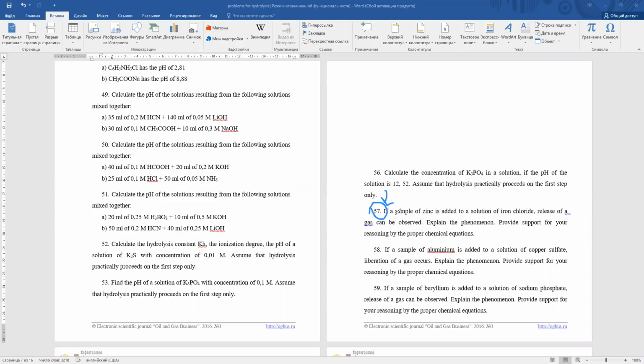If a sample of zinc is added to a solution of iron chloride, a gas can be observed. Explain the phenomenon, provide support for your reasoning by the proper chemical equations. So, did you get this problem? Your ideas? Why can gas formation be observed for this reaction?